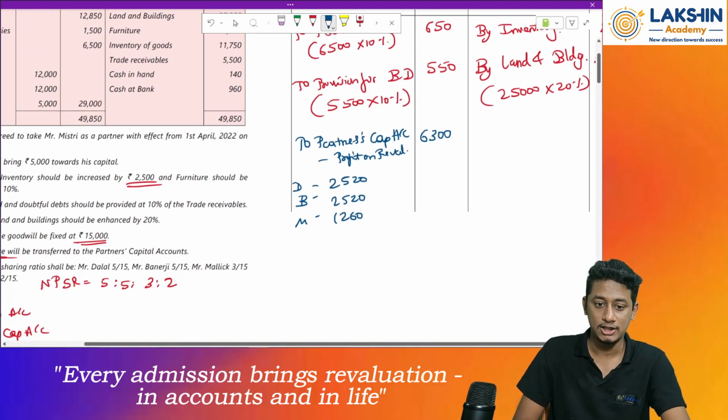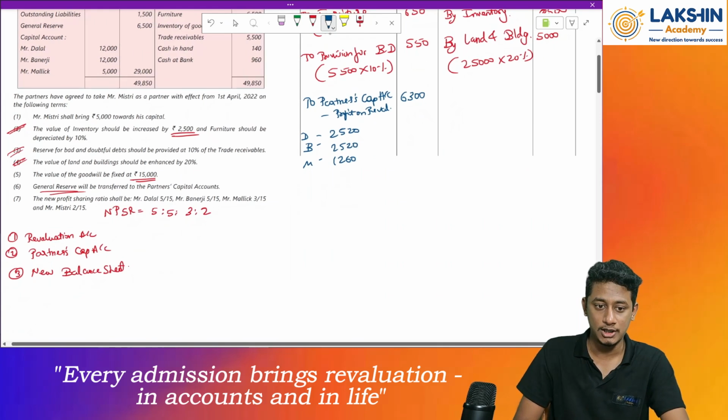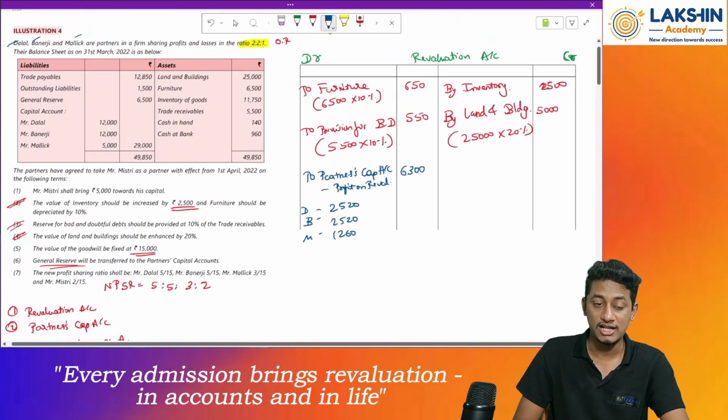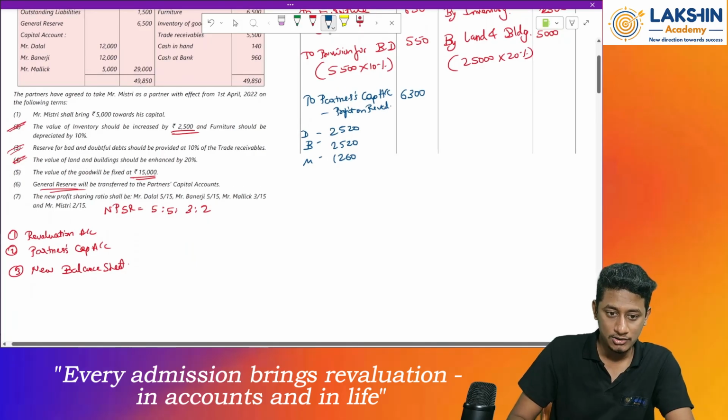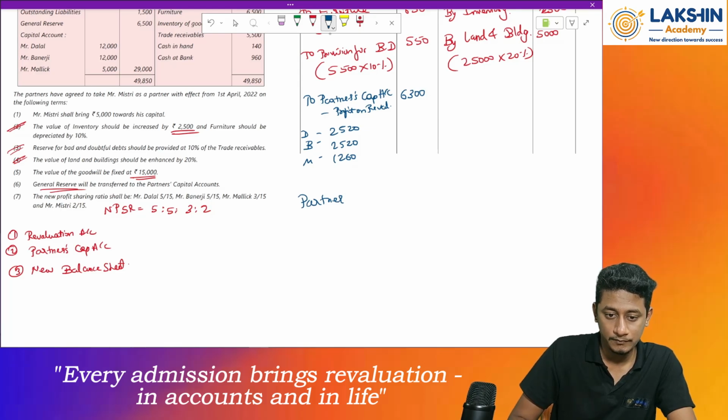Done? Yes. Now let's prepare partners' capital account. But before preparing partners' capital account, let us find the ratios. Let us find the ratios first. Okay. So let me just find it over here only. Partner, old ratio.